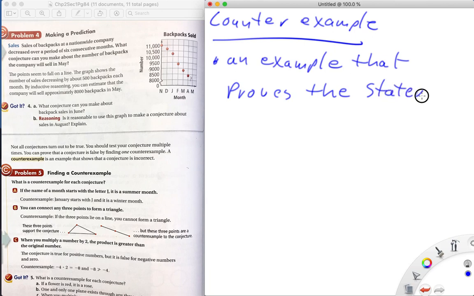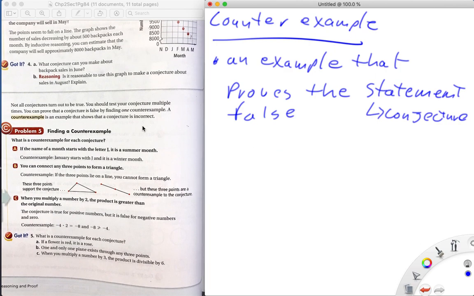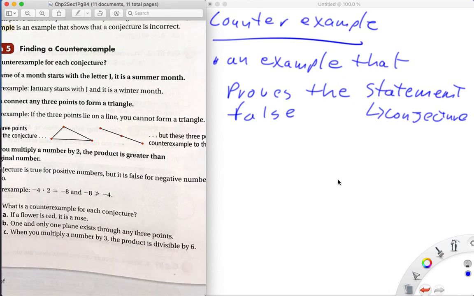A counterexample is an example that proves the statement false. A statement can also be a conjecture, since we're using the right terminology. That proves the conjecture false. So, we have examples of conjectures that we can prove false with a counterexample.